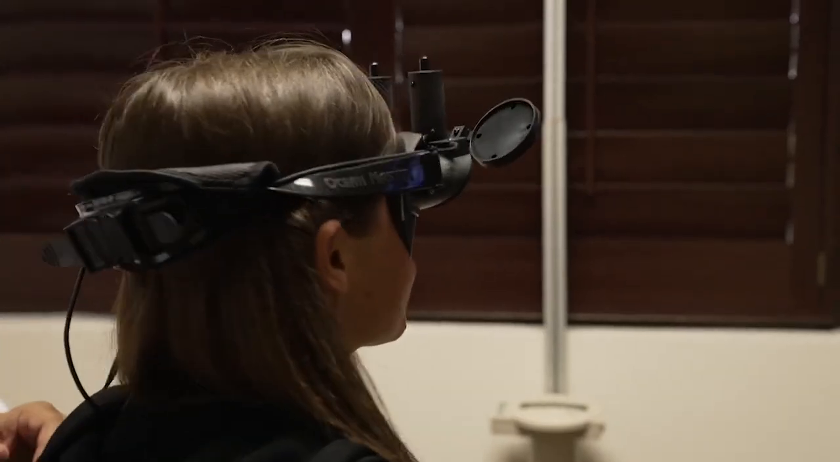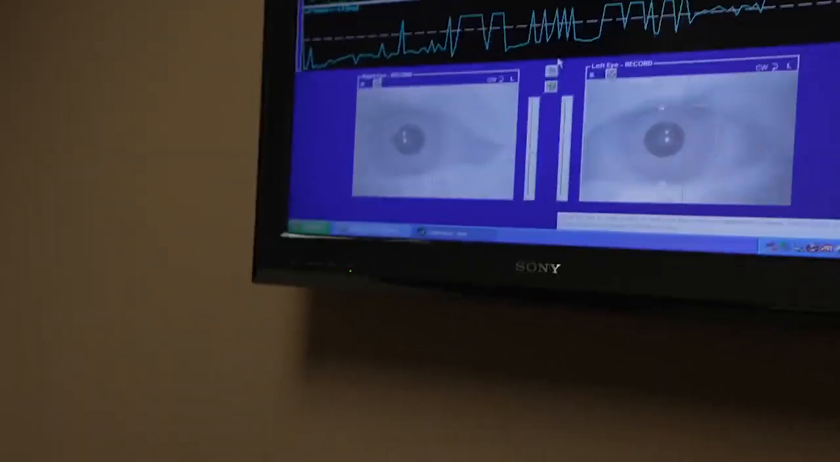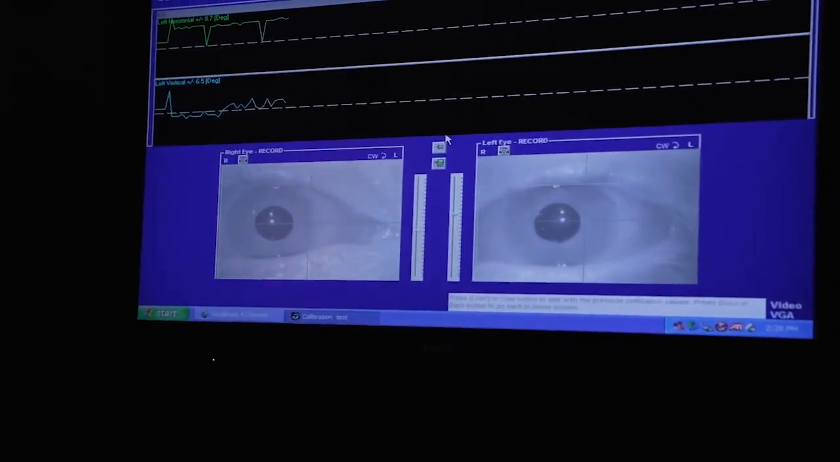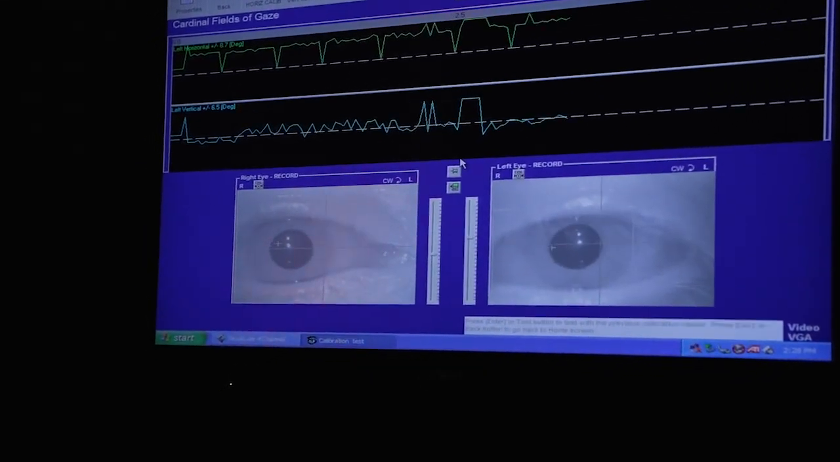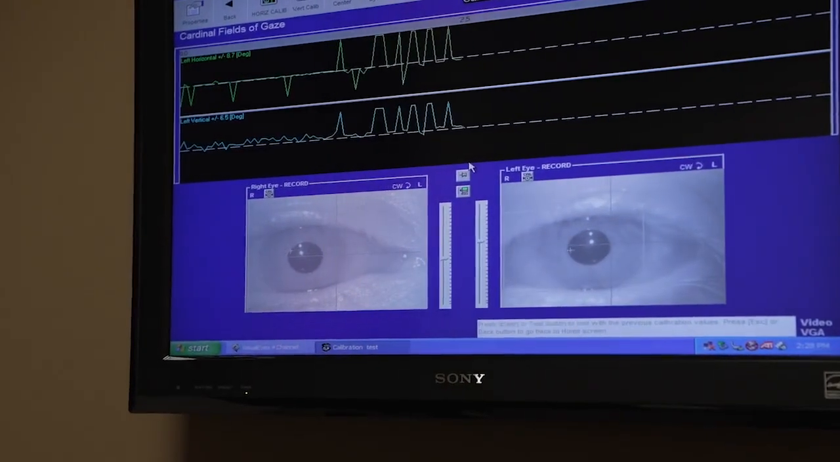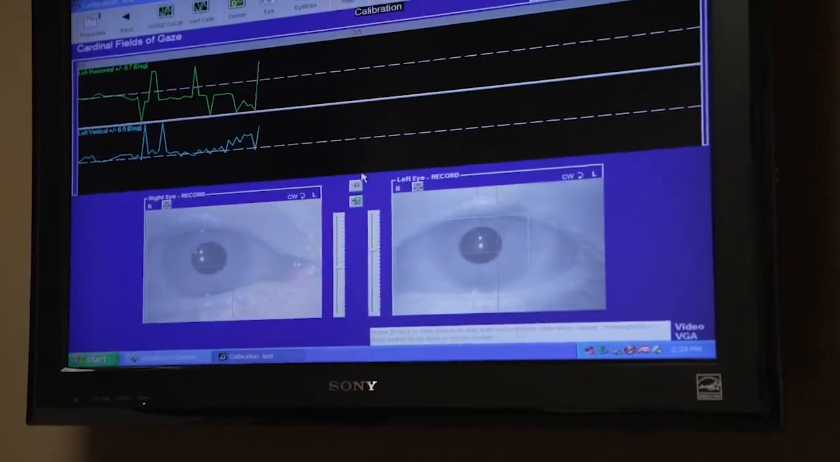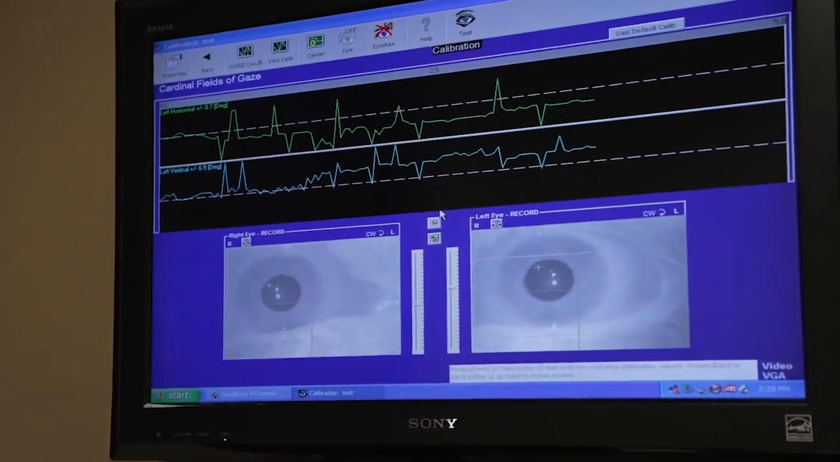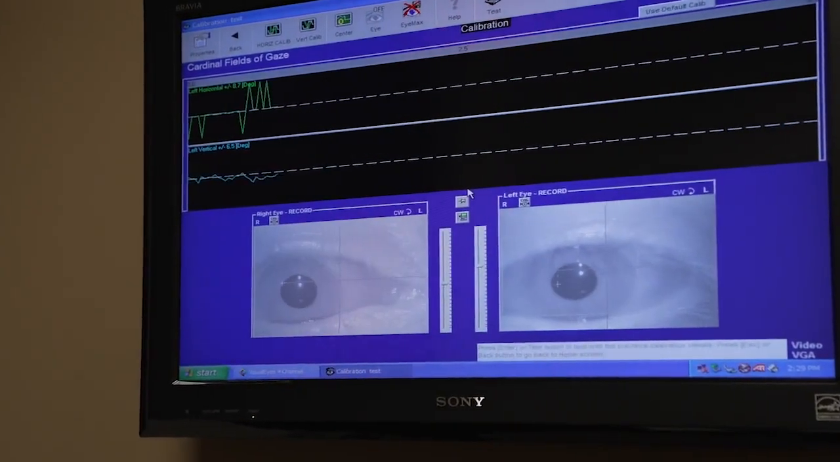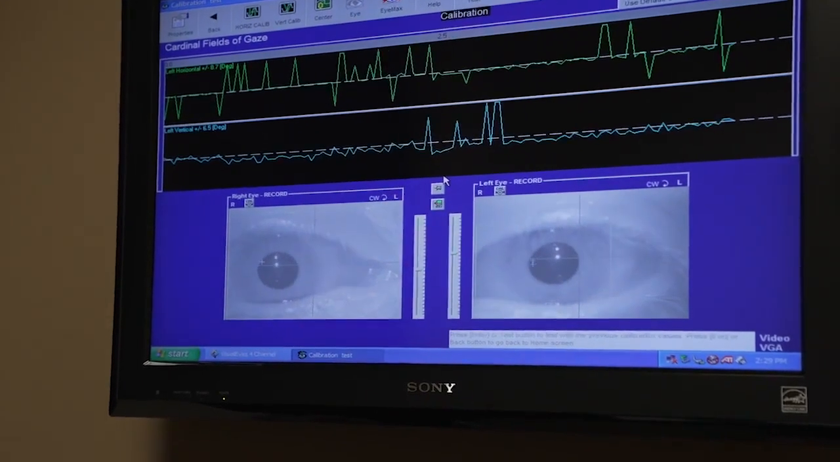Look over here. We're going to just check your pupils in darkness and light. They dilate. Perfect. And they constrict. Perfect. Okay. And then I'm going to close one of these eyes on you here. Okay. I'm going to open the right. It's a direct consensual response. Very good. Open up the left.